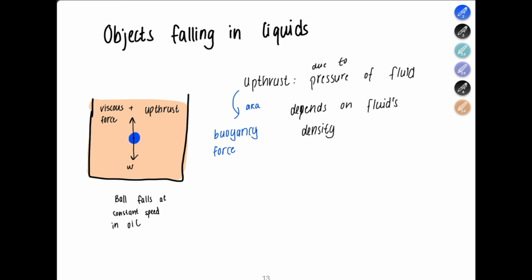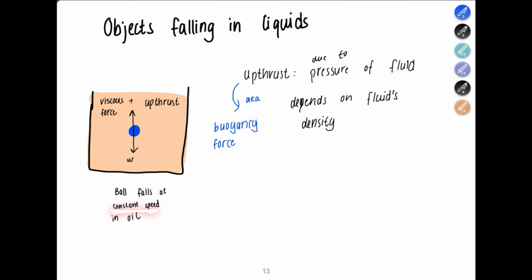You might be thinking, why don't we have this upthrust in air? Why do we only consider air resistance? This is because upthrust depends on the fluid's density. The density of air is very low, so upthrust is negligible. But in fluids, for example, oil, glycerin, the upthrust is not negligible, and you need to consider this.